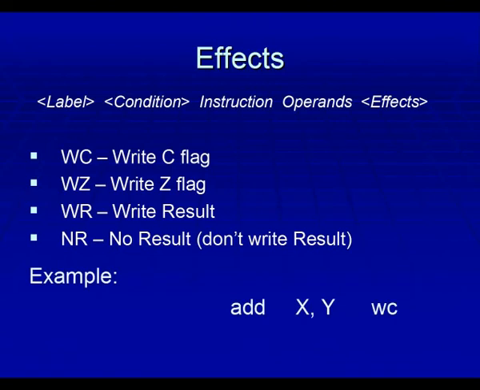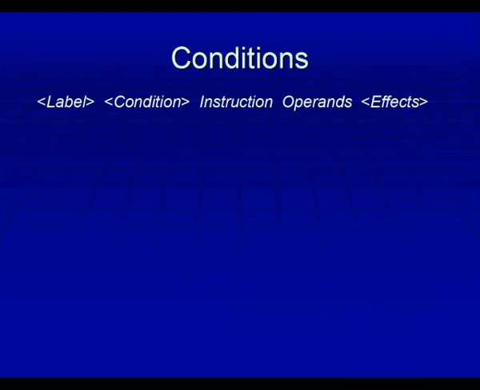So if we see an example, we take my add instruction, add Y to X. I've put a WC effect out there. That means write the carry bit after the operation. So if the effect of adding Y to X caused the result to be greater than what I can specify in a long, which is 4 billion something, the carry flag would be set. And that might be important later, and I'll show you how that gets used. So just keep in mind that that flag is set, and we can utilize it at some point in time.